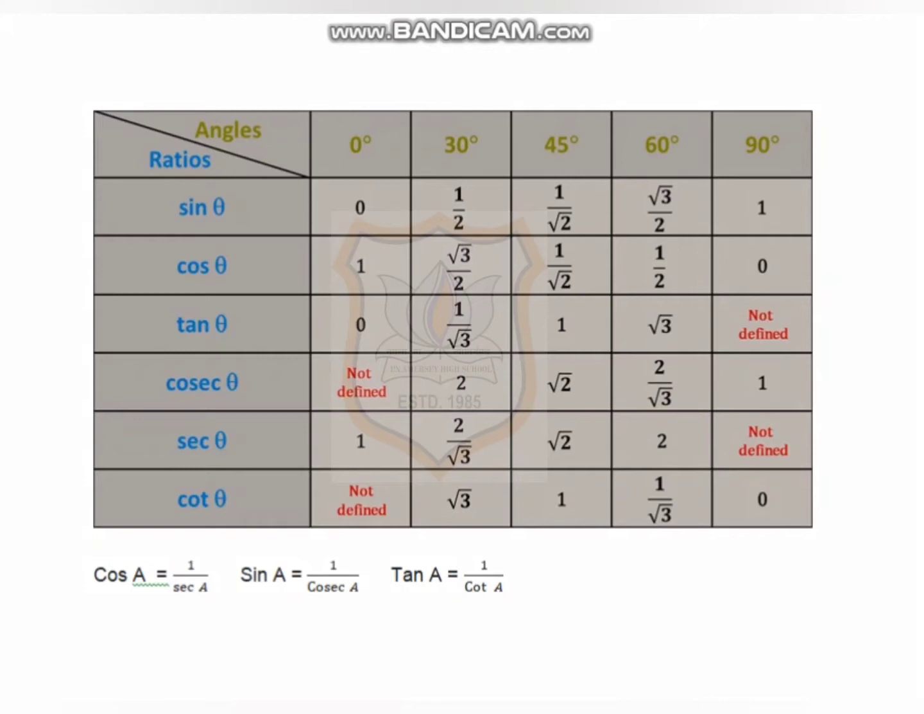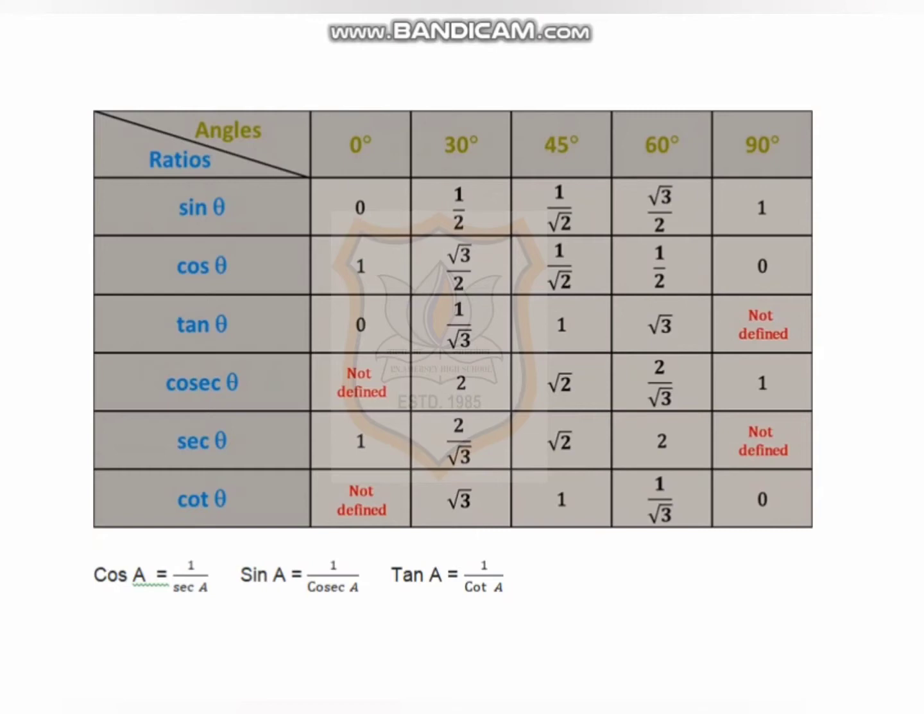Exercise 8.2. Before that, we have to make a table with different values of theta. In this table we have the values of sine theta, cos theta, tan, sec, cosec and cot, and the angles are 0, 30, 45, 60 and 90. One thing you have to remember is the table first, then you can solve one or two questions from the board paper also. This is very simple.